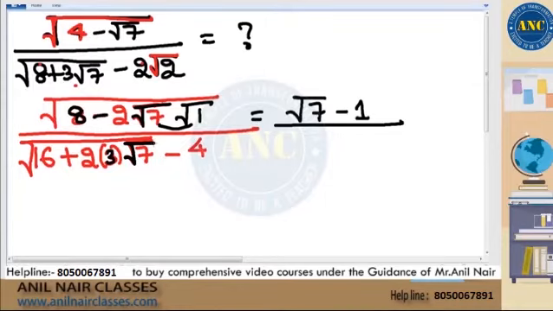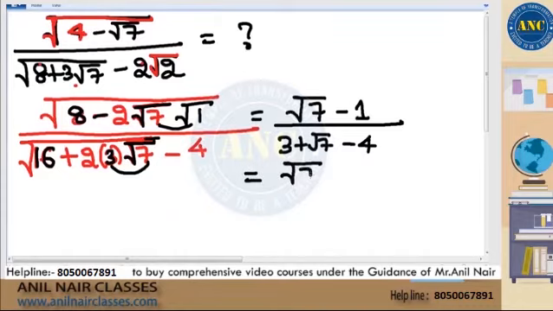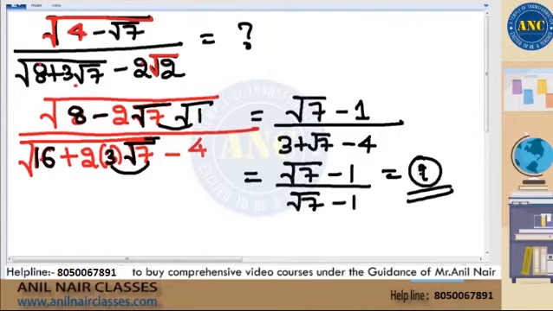Similarly in the denominator also, this entire thing, this 3 is square root of 9. Square root of 9 into square root of 7. 9 plus 7 is anyway 16. So directly this can be written as 3 plus root 7 minus 4. I will write it as it is. What are the terms which are left out for simplification? Root 7 minus 1 in the numerator and root 7 minus 1 again in the denominator, which will cancel out to give me a beautiful number called 1.